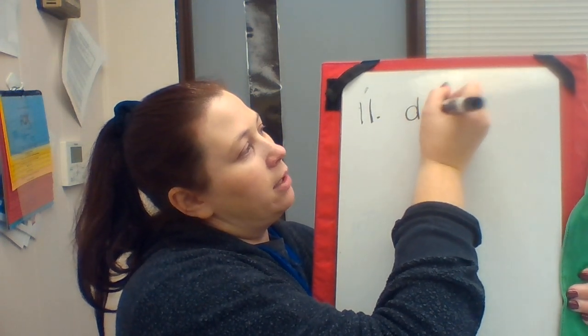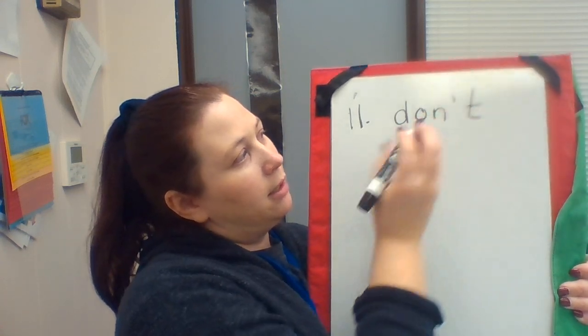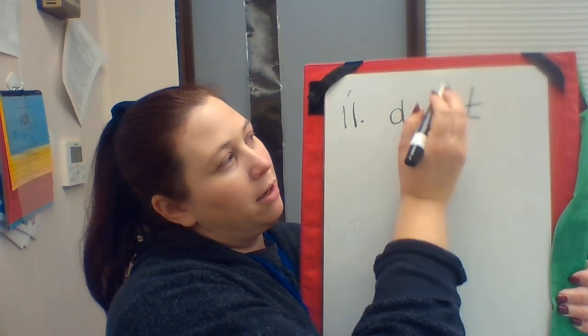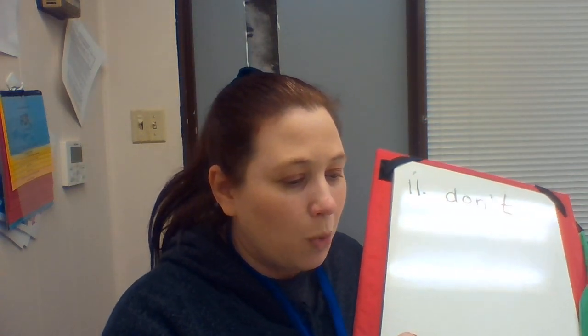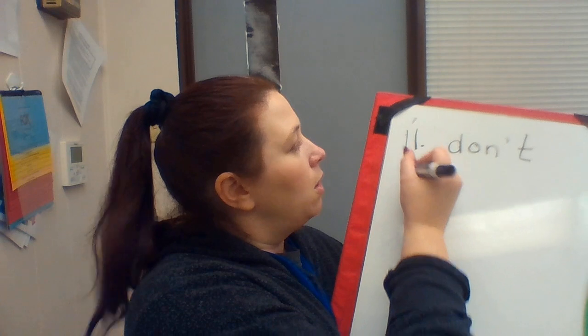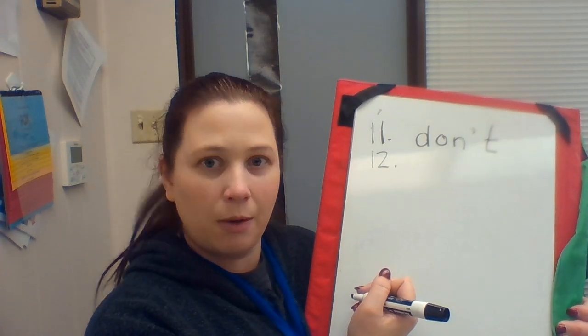You should have D-O-N apostrophe T. And then for number 12, we're going to do the sight word that you learned, won't. Can you write down won't for me?